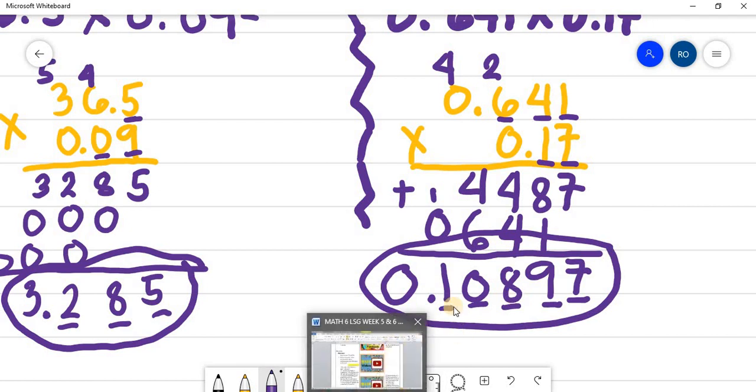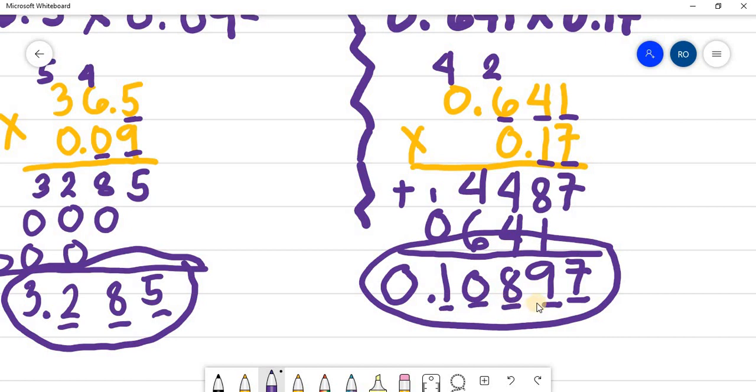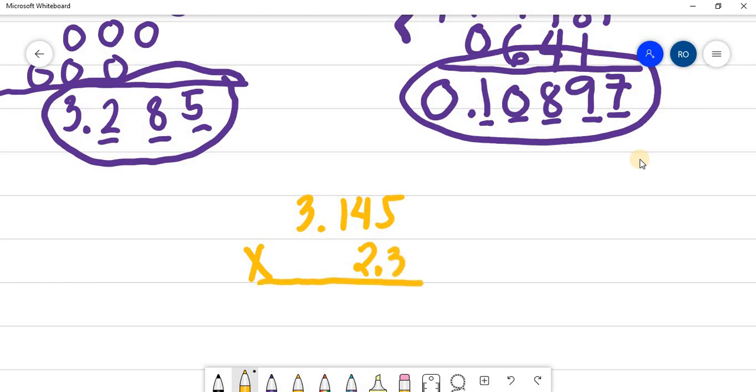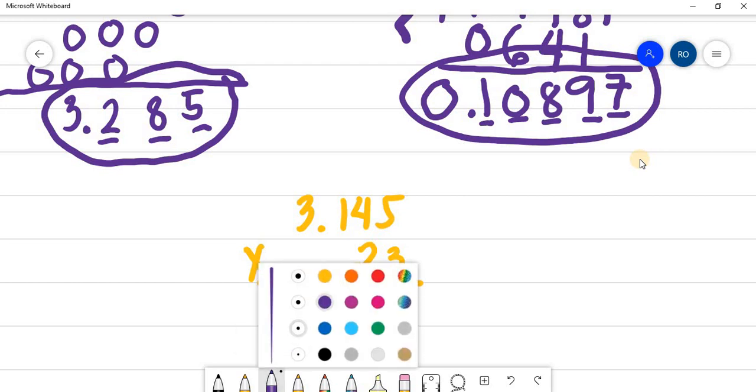Okay, let's take another example. Let's say we have 3.145, or 3 and 145 thousandths, times 2.3, or 2 and 3 tenths. As we did before, let's multiply the first digit.